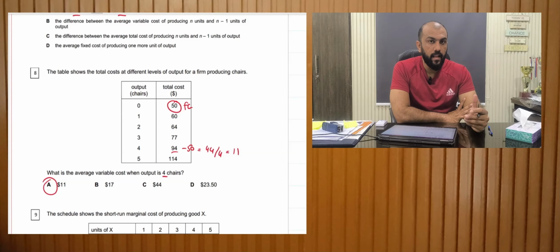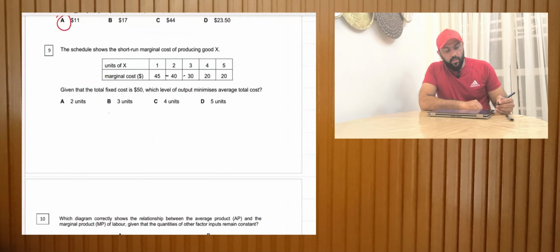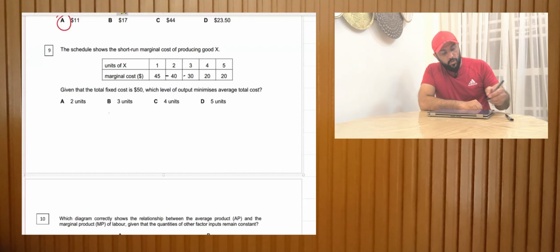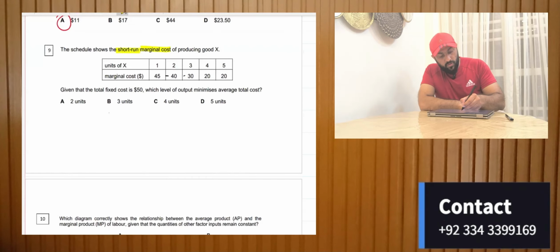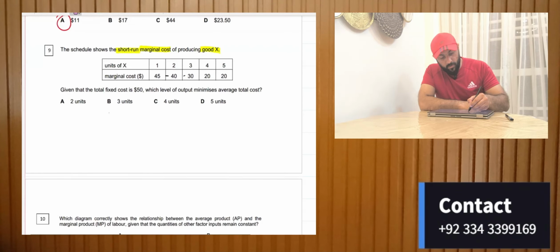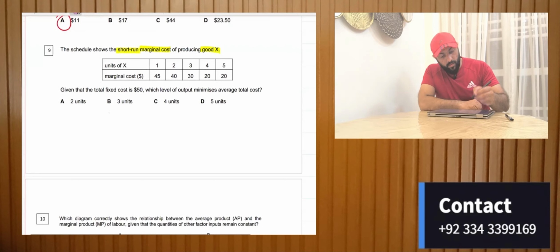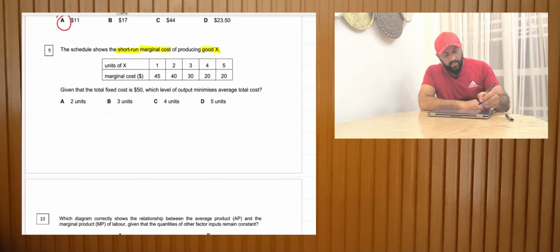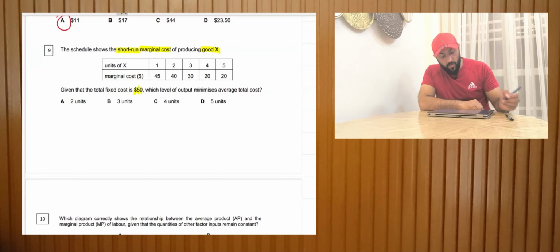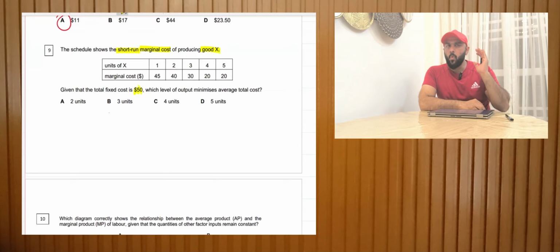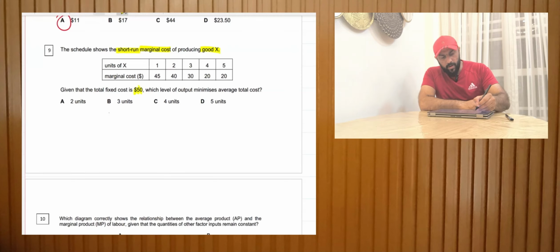Alright, let's get started on the next MCQ. Let's move on to the 9th MCQ. The schedule shows the short-run marginal cost of producing X. So the marginal costs are mentioned over here: 45, 40, 30, 20, 20. Given that the fixed cost is 50, which level of output minimizes the average total cost? So we need to do a bit of working over here.